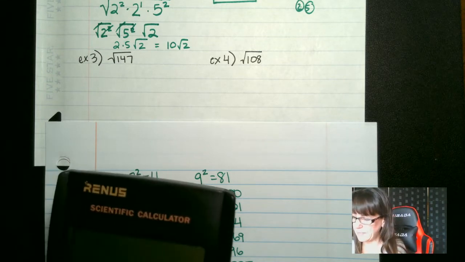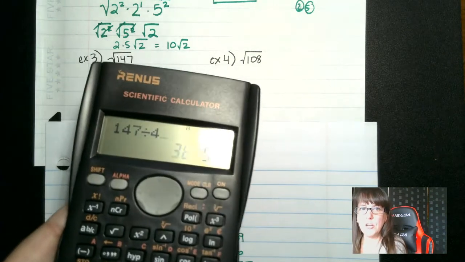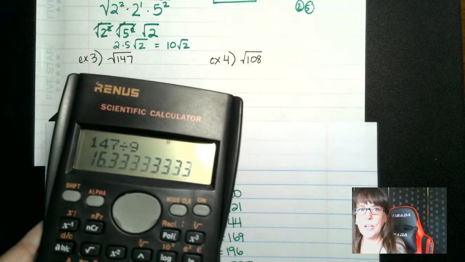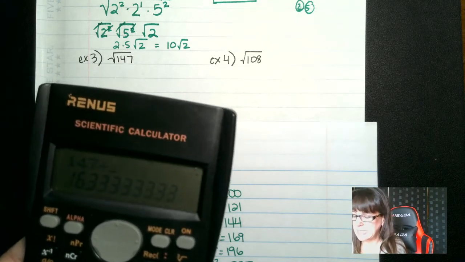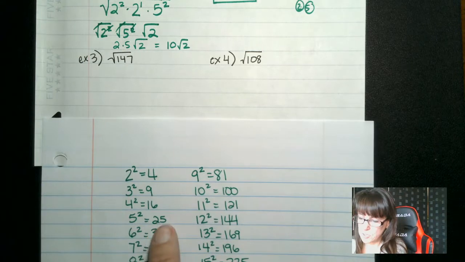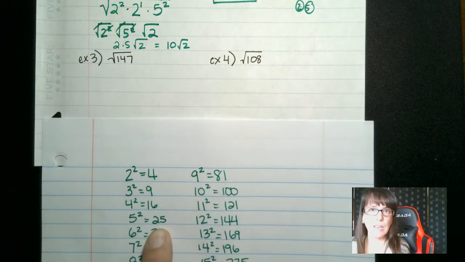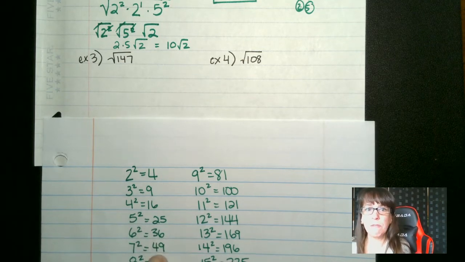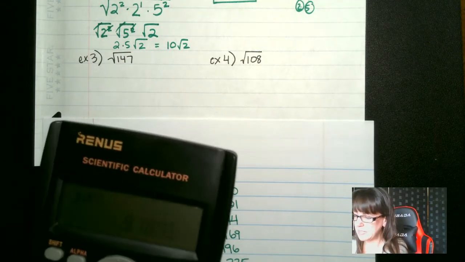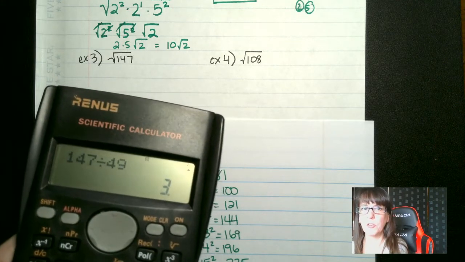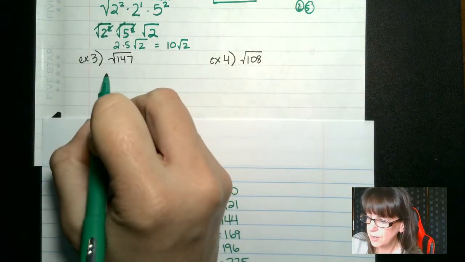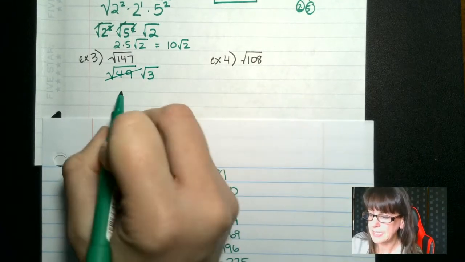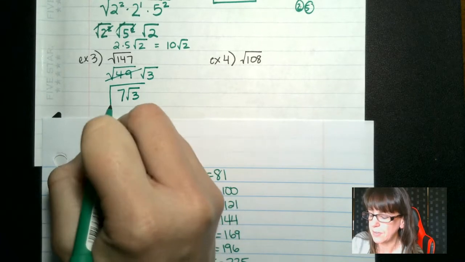So 147 divided by 4, no, because it's a decimal. 147 divided by 9, no. 147 divided by 16, no. Next one is 25, and we know it's not going to be 25 because that would end like, think dollars, right? It would end in 25, 50, or 00. Not 36, but 49. 147 divided by 49 gives me 3. Aha! So we have root 49 root 3. The square root of 49 is 7, so our answer is 7 root 3.